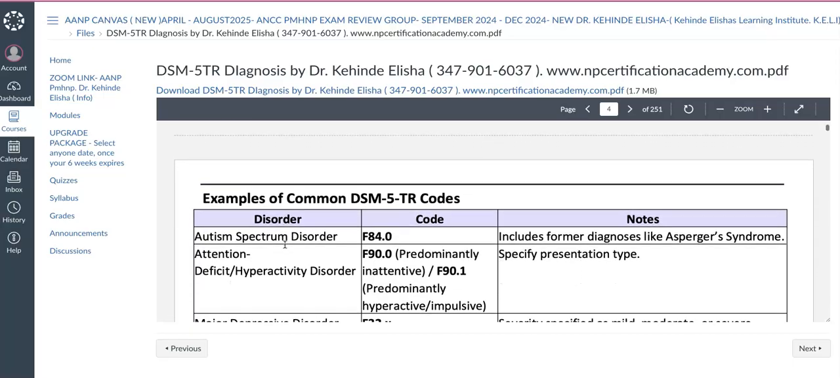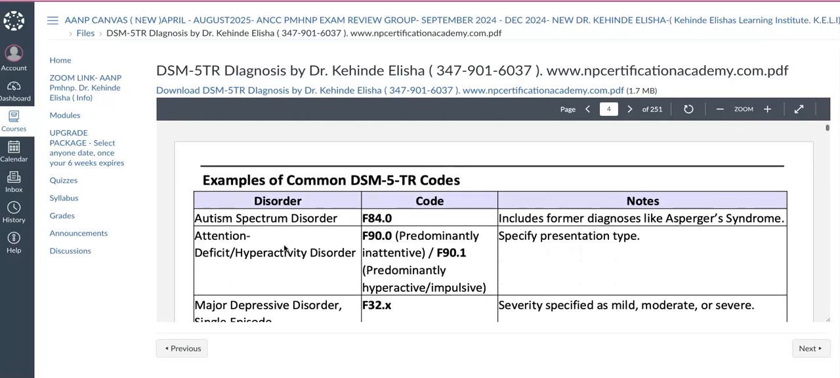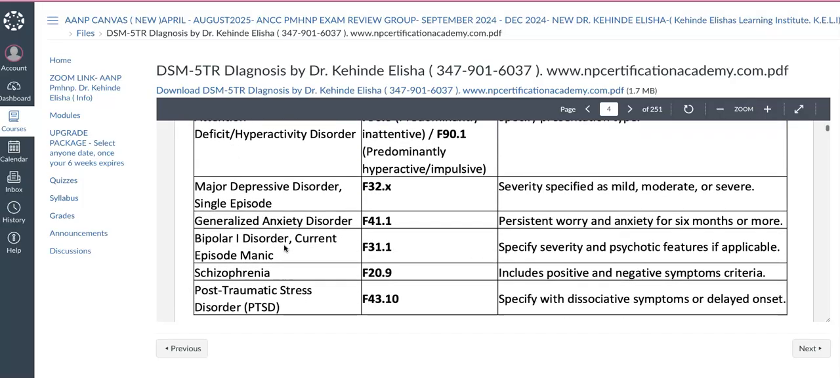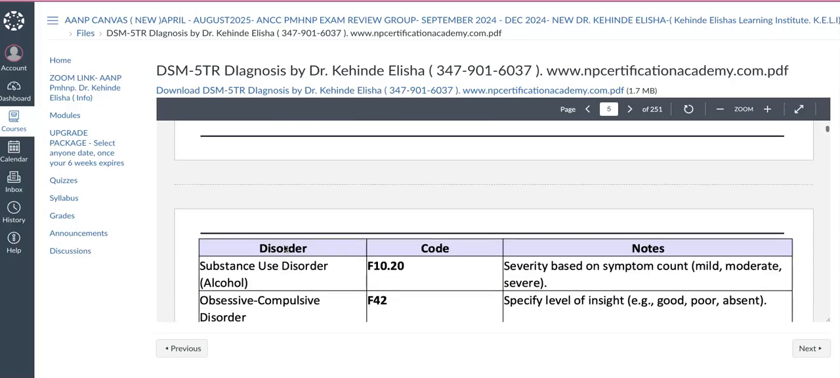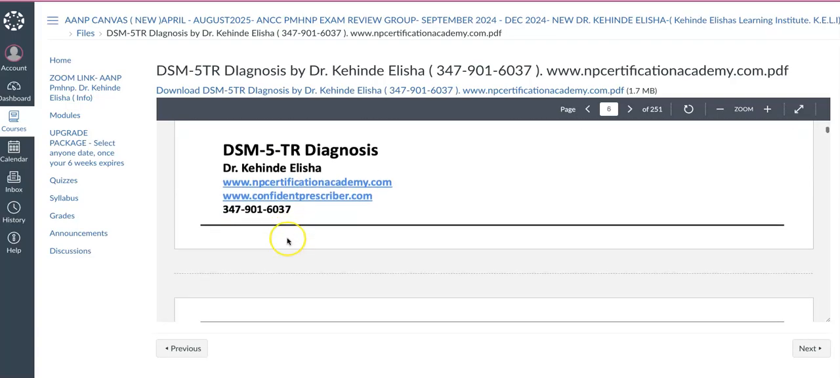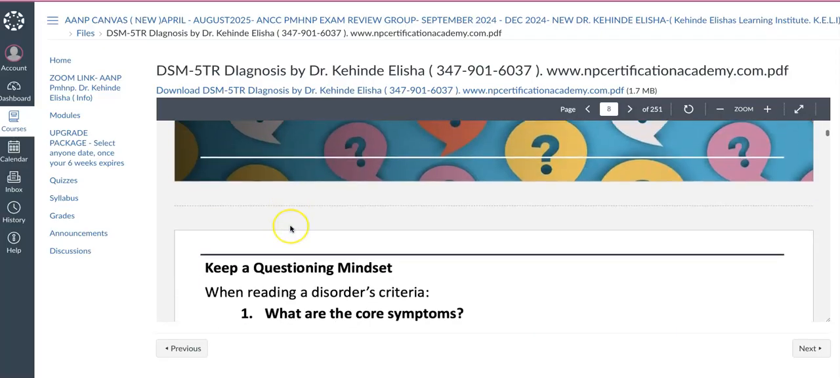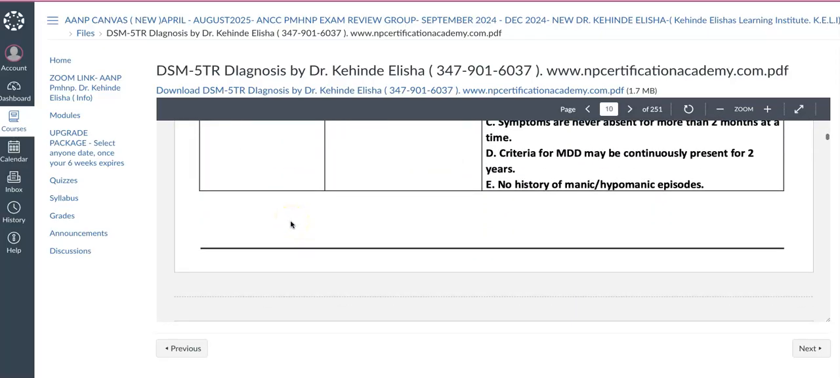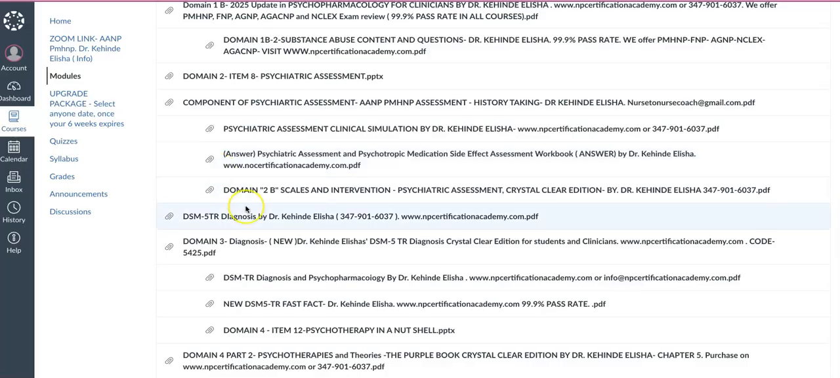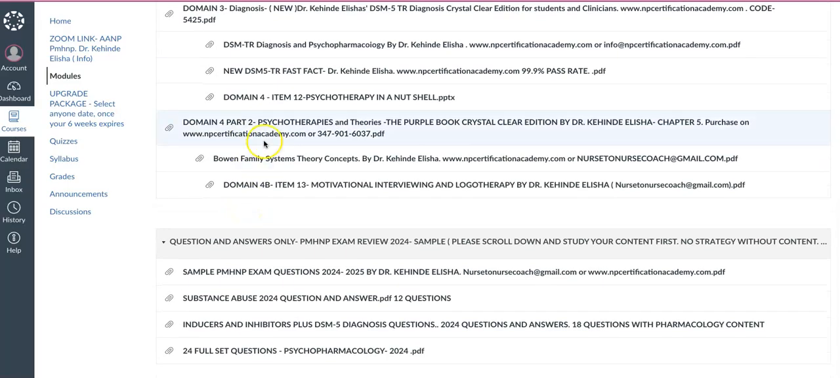Examples of common DSM-5-TR codes: autism spectrum disorder, attention deficit hyperactivity disorder, major depressive disorder, generalized anxiety disorder. It gives you the DSM codes, then summarizes it on the side. So it's telling you how to keep a questioning mindset. These are criteria that must be met. Very, very extensively long. You don't need all those criteria, just enough to pass.